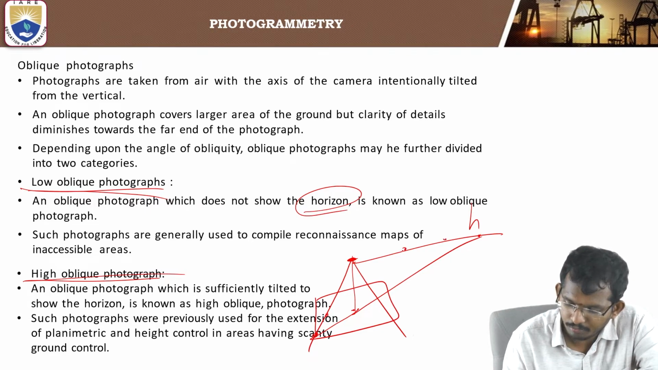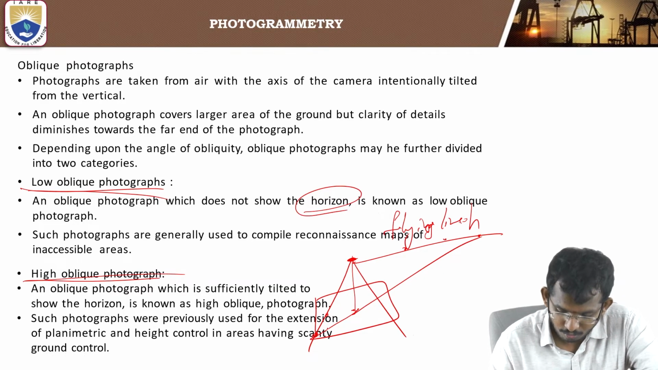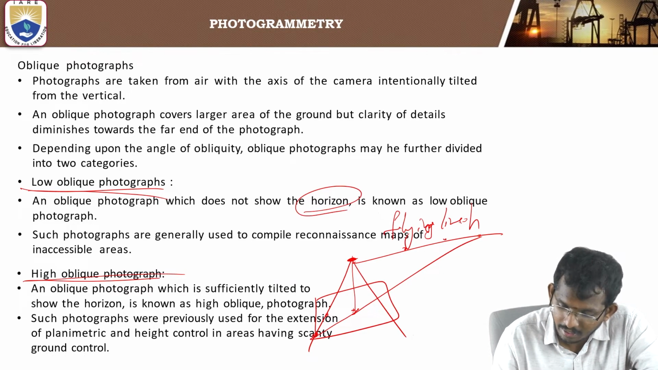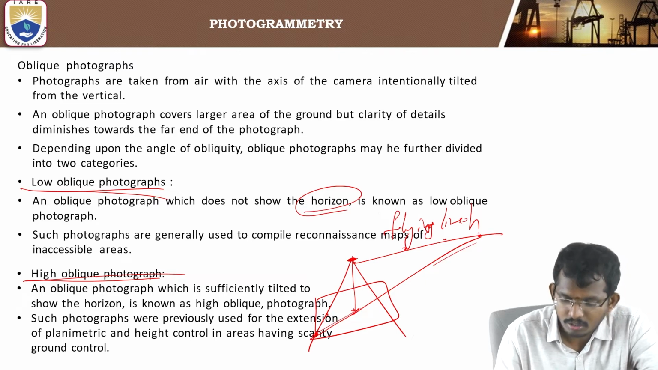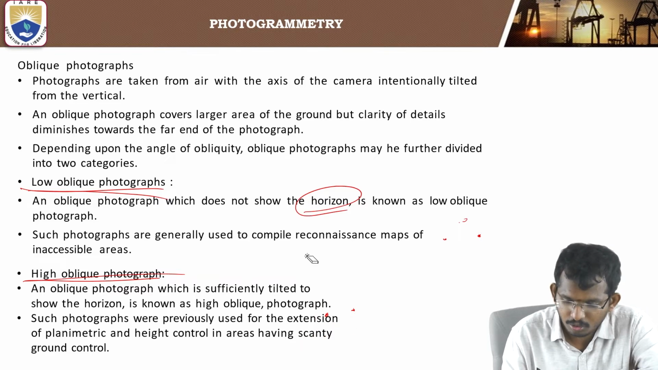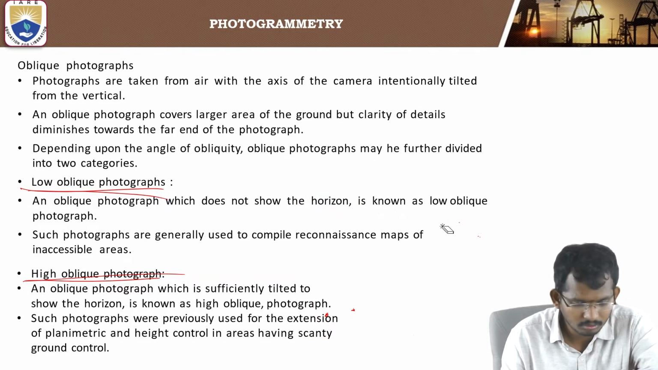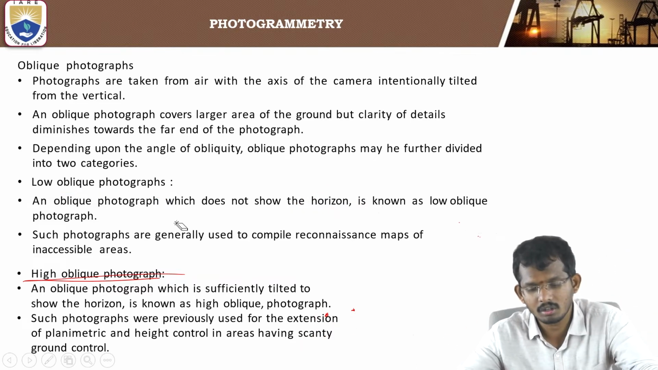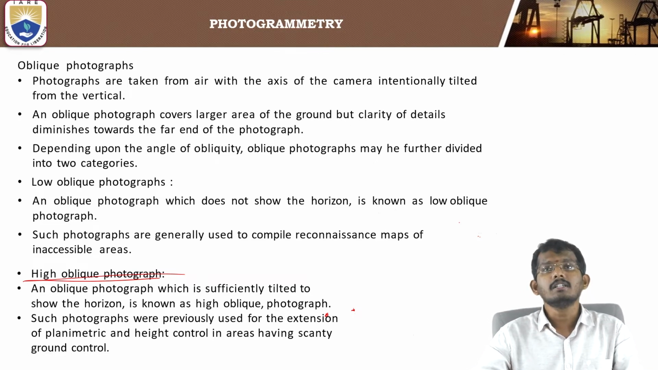This is the photo principal point. A line connecting the photo principal point and the flying line is called the horizon. So a low oblique photograph does not show the horizon. An oblique photograph which does not show the horizon is called a low oblique photograph. Such photographs are generally used to compile reconnaissance maps of inaccessible areas.